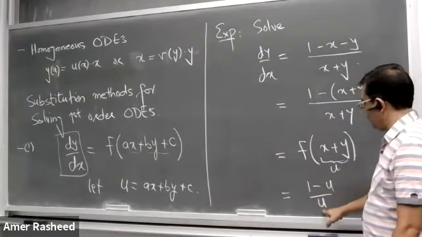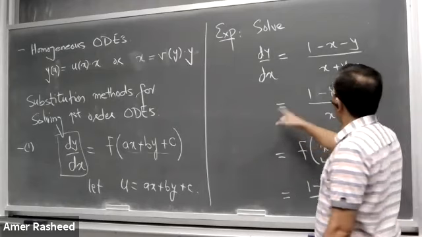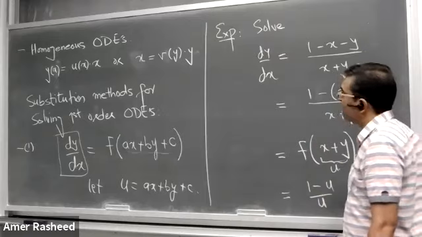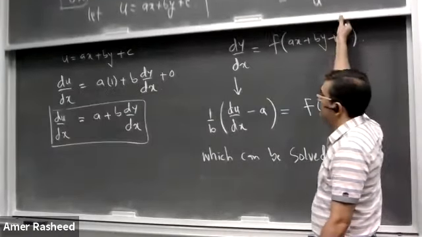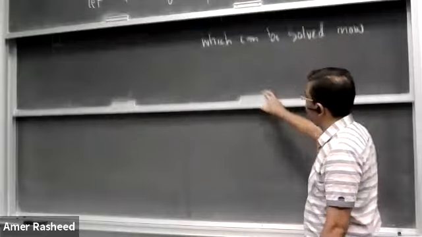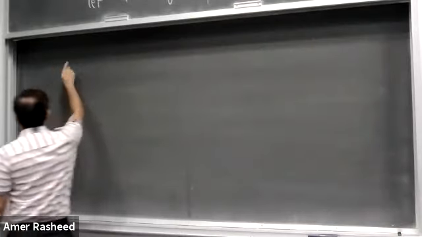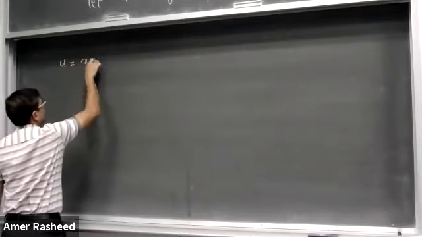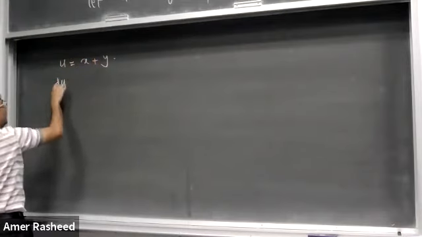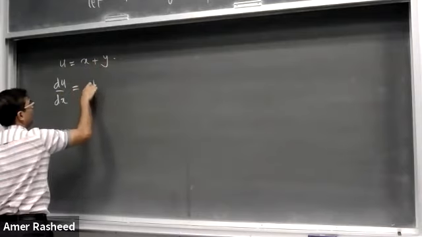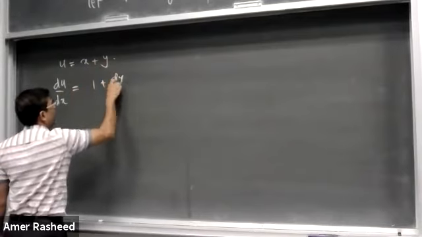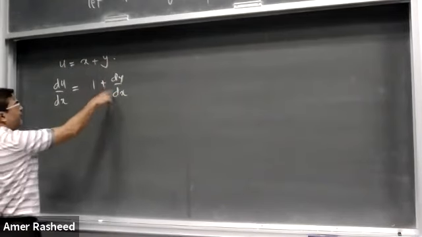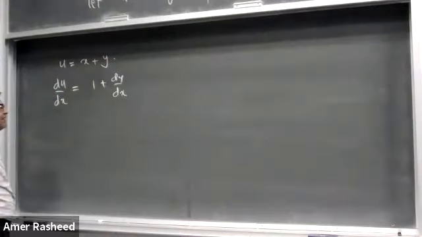Now, (1 minus u) divided by u, we substituted u equal to x plus y. Now we are going to convert this using this substitution. So u is in fact a function of x, u equals x plus y. Differentiating on both sides with respect to x, du by dx equals 1 plus dy by dx. So from here we can find dy by dx, which is equal to du by dx minus 1.